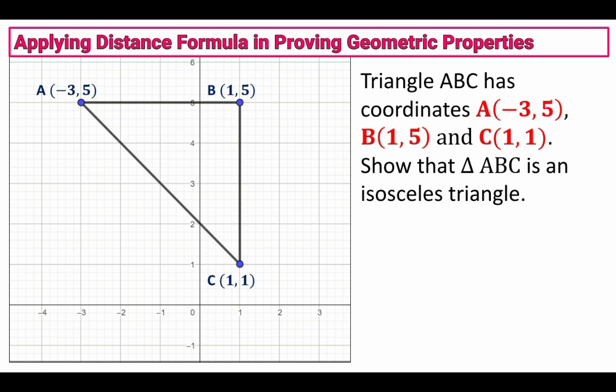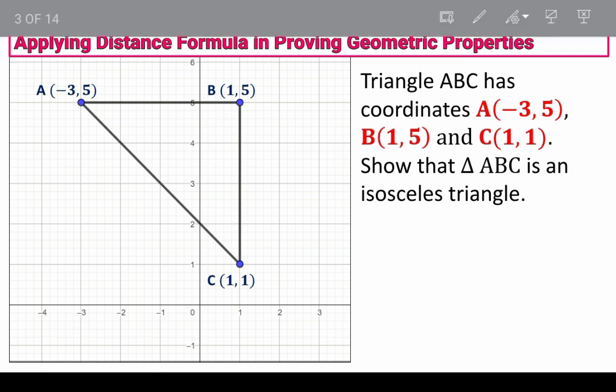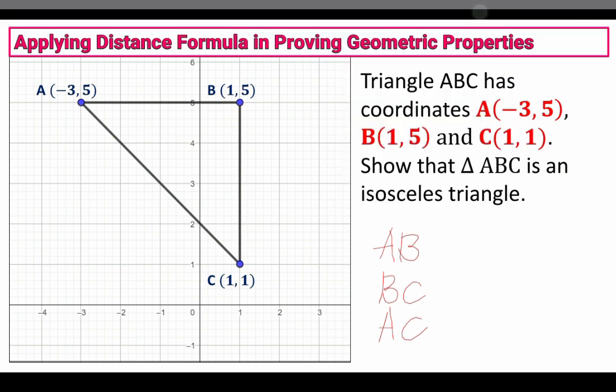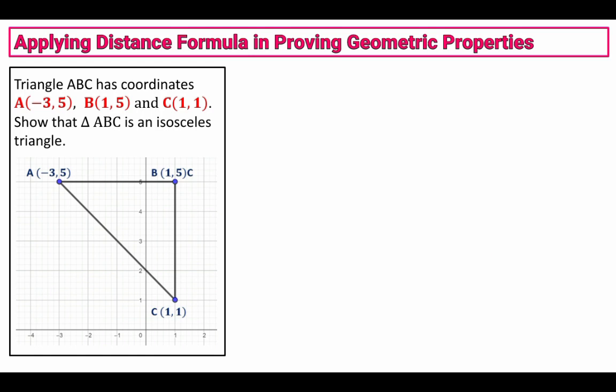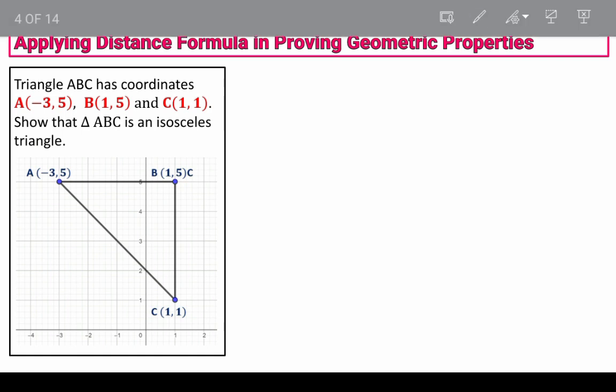To do this, we are going to find the distance between 2 points. Specifically, the distance between A and B, B and C, and A and C. So to find this distance, let's have it one by one. Let's start first in finding the distance between point A with coordinates negative 3, 5, and point B with coordinates 1, 5.